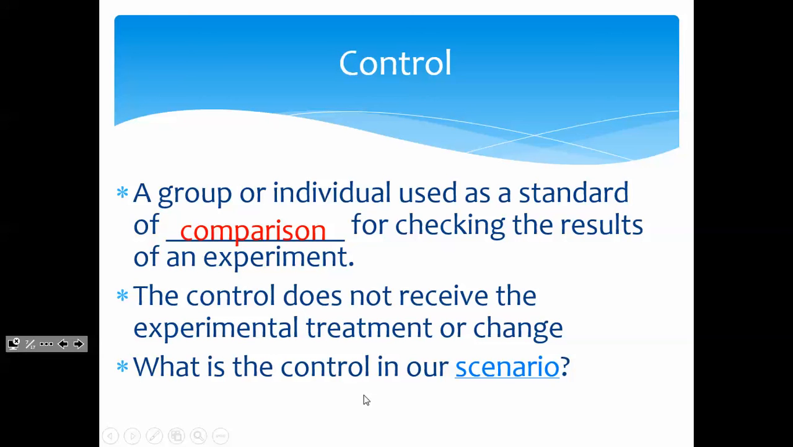For example, let's say I want to figure out if fertilizer makes my tomato plants grow better, then the control would be a group of tomato plants that has no fertilizer, and then I'd have a group of tomato plants that I put some Miracle-Gro fertilizer on, and I see which one does better. I can say, oh, the fertilizer works better compared to no fertilizer.